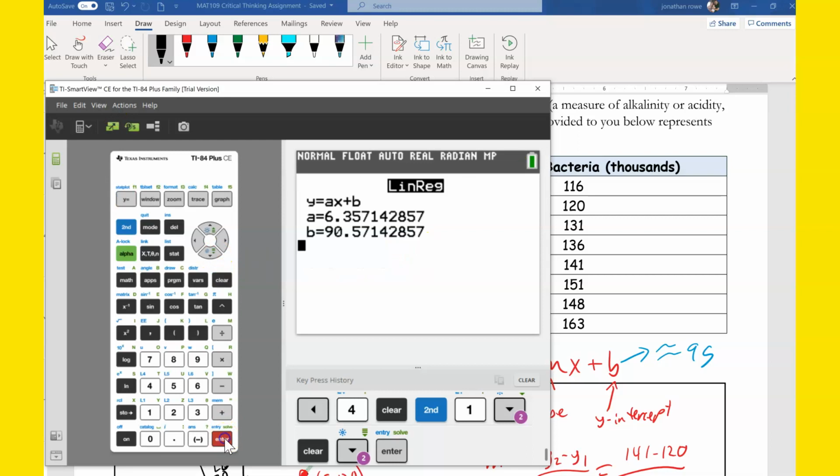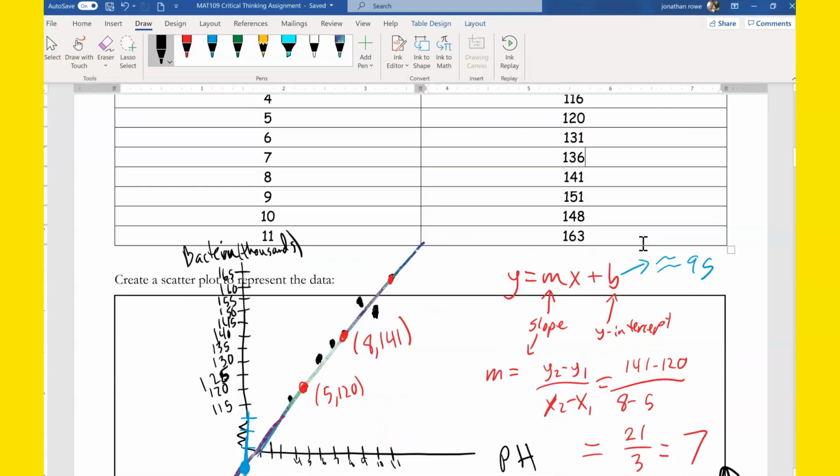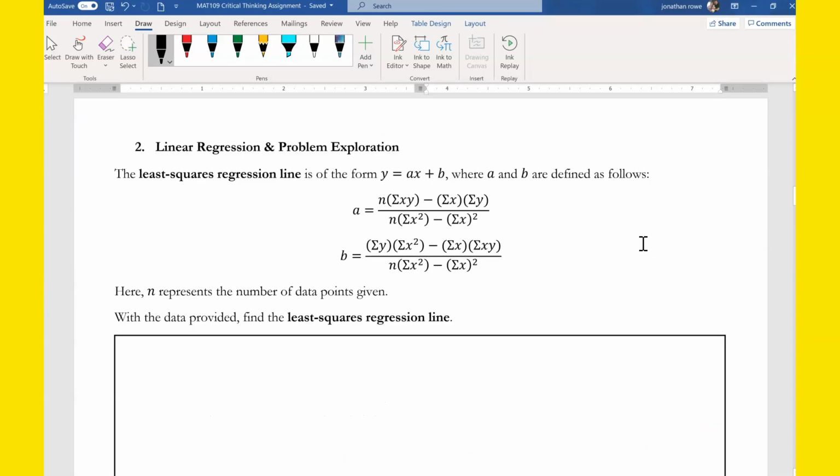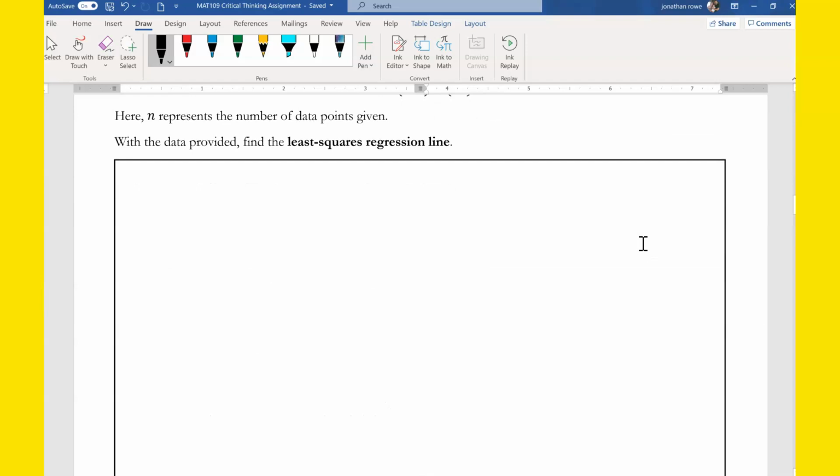And go to Calculate. It calculates my LinReg, my mx plus b, except it says ax plus b. So in this case, a is the m. So m, or a here, would be 6.36, and b would be 90.57. Now I go to this square here: find the least squares regression line. It is, let's see, a equals 6.36 and b was 90.57. I think I remembered that right, but I'm going to click on my calculator just to make sure.